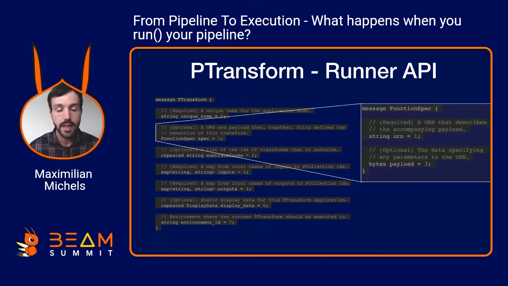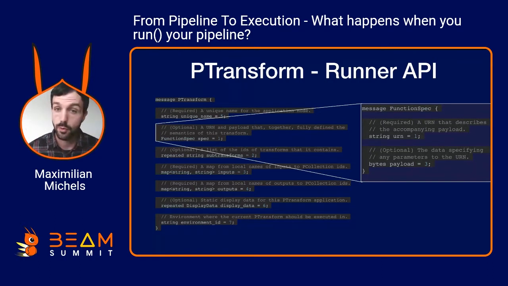And an environment, of course, if this is necessary. So let's take a look at the function spec. This is still the same slide, but we're taking a closer look at the function spec. And we see that function spec is really a URN and a payload. This is where basically we say, this is a ParDo or a GroupByKey, and we can have a payload in case we want to store any additional data for that transform.